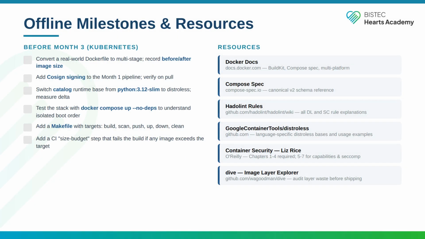Your offline milestones extend the challenge in 3 directions. Switch the catalog runtime base from Python 3.12 Slim to a distroless image and measure the size delta. Add image signing verification to the month 1 CI pipeline and make unsigned images fail the build. This closes the supply chain loop. Add a size budget CI step that fails the build if any image exceeds its target size, preventing image bloat from creeping back in over time.